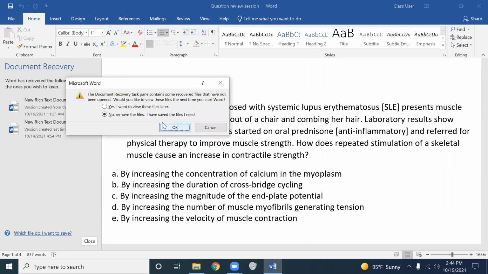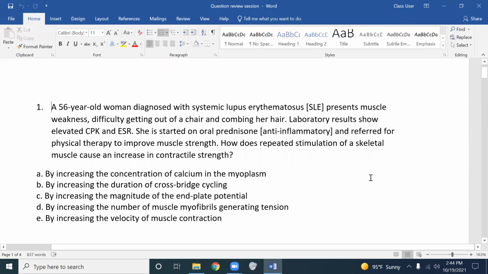All right, I sent out a couple of questions the other day. A 56-year-old woman is diagnosed with systemic lupus erythematosus. I don't know if you know this disease. It's an autoimmune disease. She presents with muscle weakness, difficulty getting out of a chair and combing her hair. The laboratory result shows she has elevated creatine phosphokinase. That's the enzyme that uses creatine phosphate and turns it into creatine plus ATP.